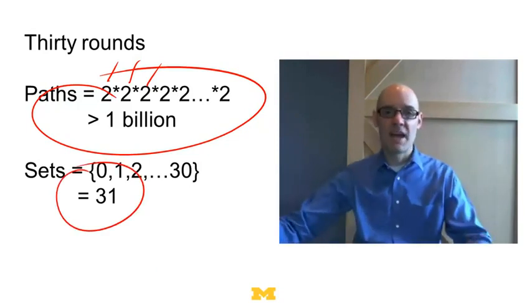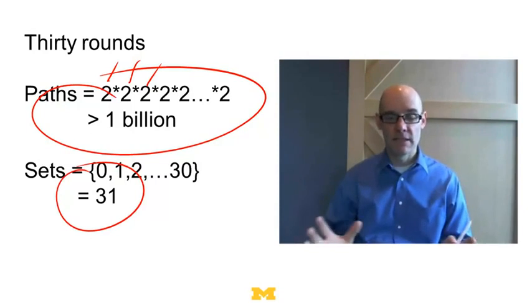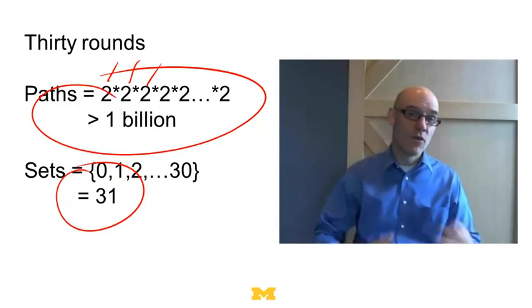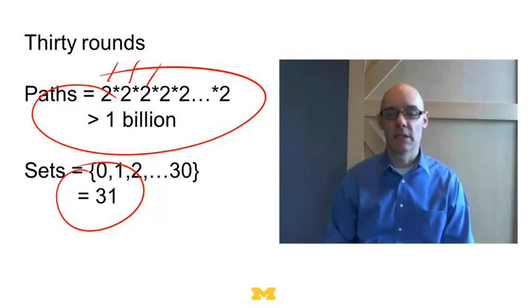So there's 1 billion paths and only 31 sets. So something set dependent, that means that in round 31, there's only 31 different possibilities that matter. If it's path dependent, that means there's 1 billion possibilities that matter. Now this raises 2 questions.